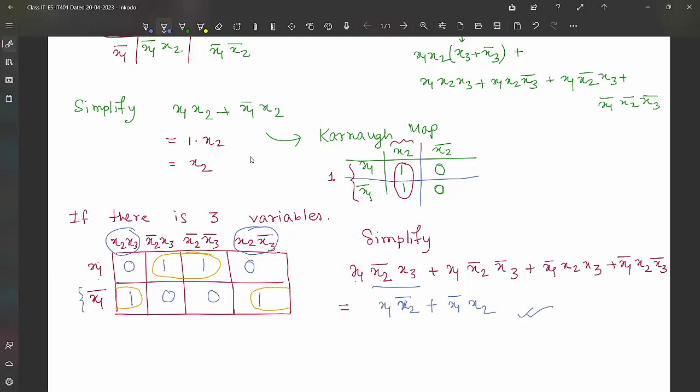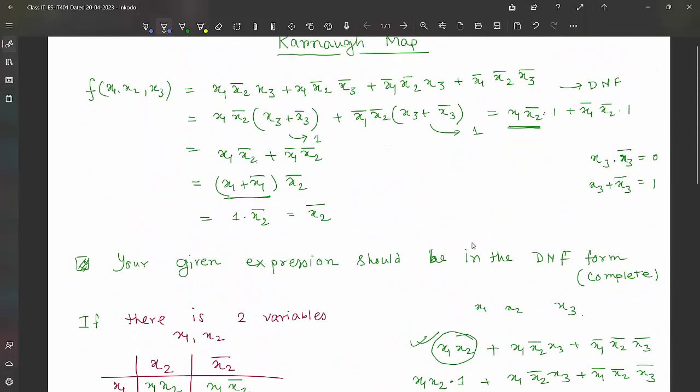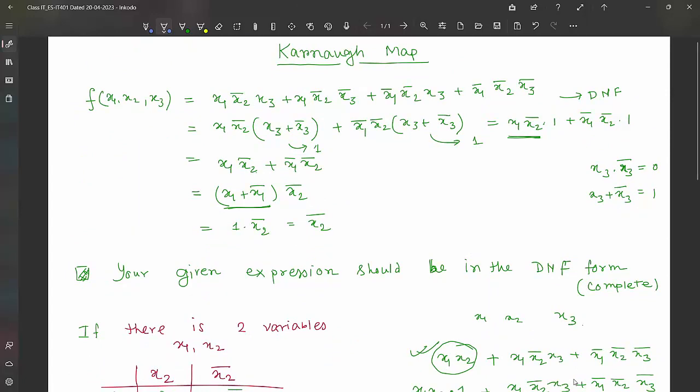Obviously it is easier. So now we are taking the first problem, where we start with this expression. We will produce the Karnaugh map for this expression now.